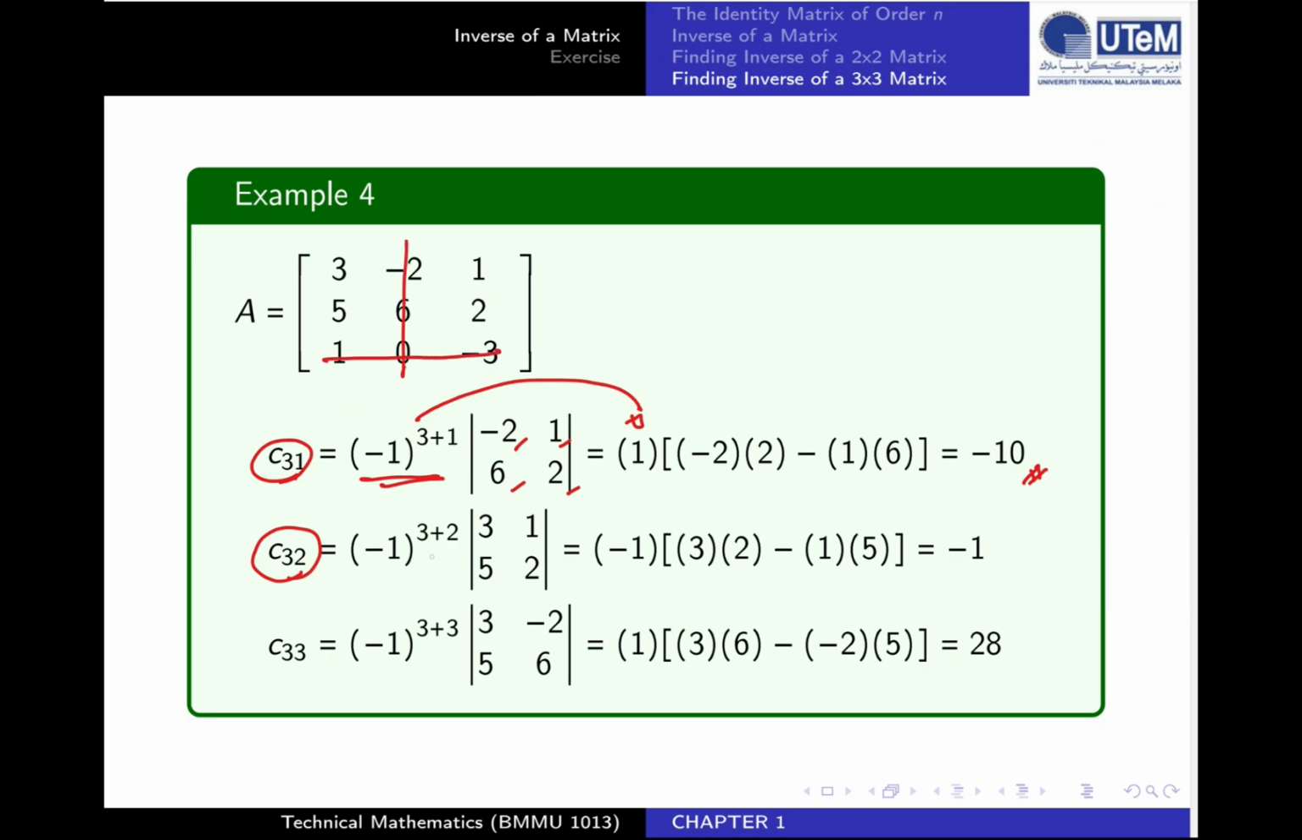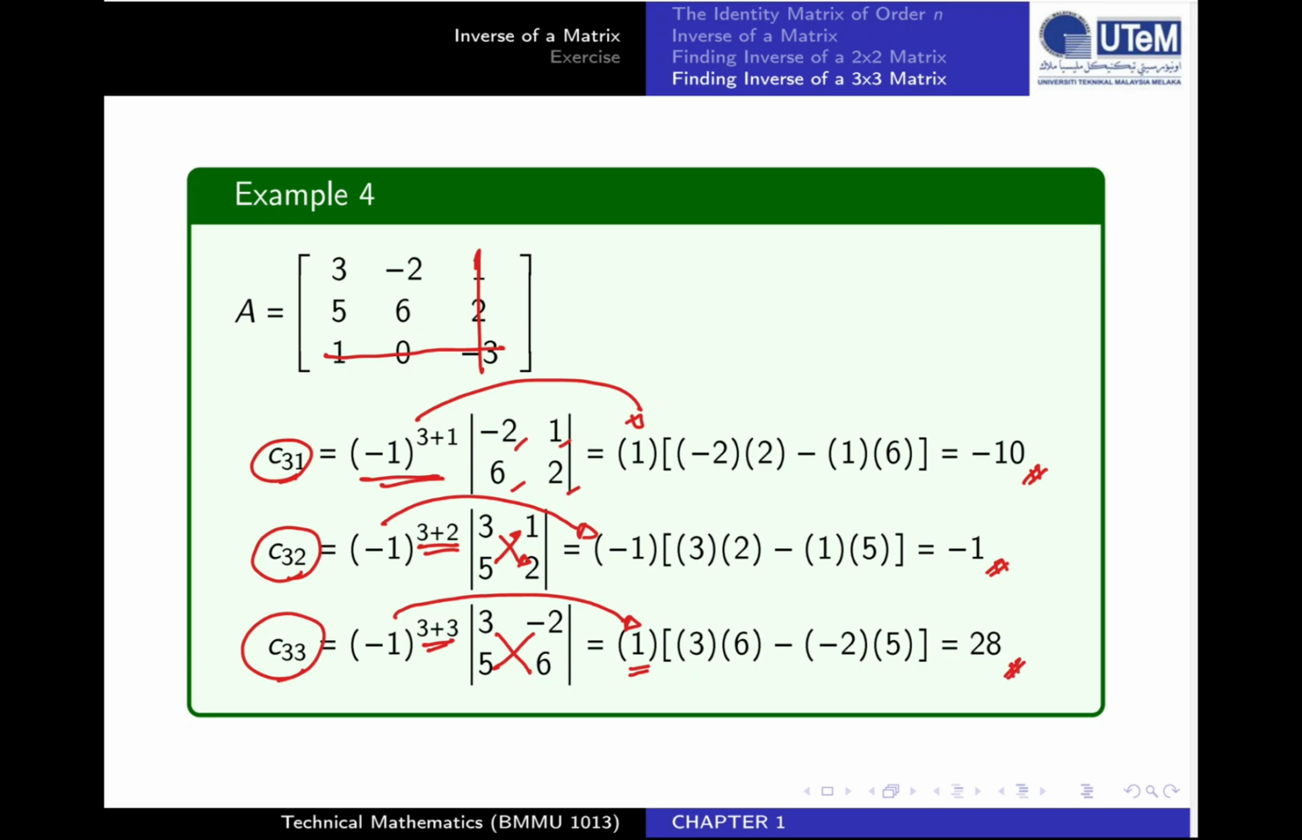So we have negative 1 to the power of 5, so we can get negative 1 because it is the power of an odd number. 3 times 2 minus 5 times 1, we can get negative 1. And the last one, C33, third row, third column. So negative 1 to the power of 6, so even number, so we can get positive 1. 3 times 6 minus 5 times negative 2, so you can get 28.